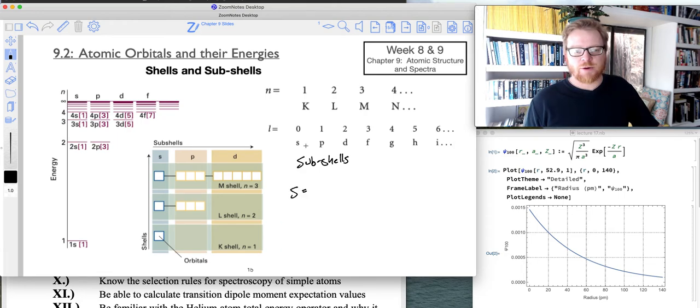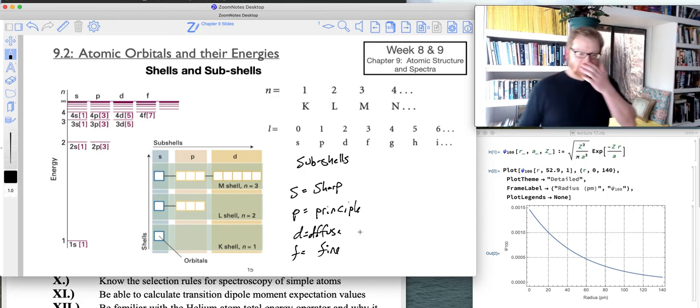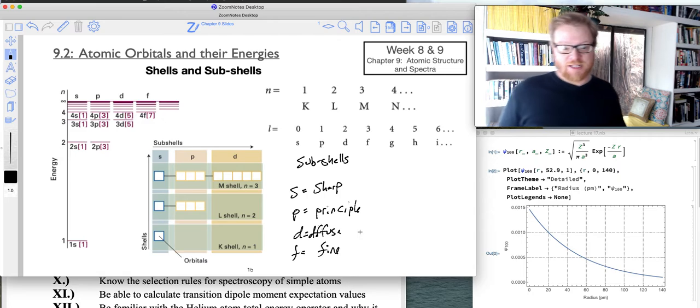If you're ever curious why s, p, d, and f: s equals sharp, p equals principal, d equals diffuse, and f equals fine. And those are all references to the types of spectra that are observed from those various subshells: sharp, principal, diffuse, and fine. We don't really use that language so much anymore. It's kind of an older language, but that's where the spdf letters come from.